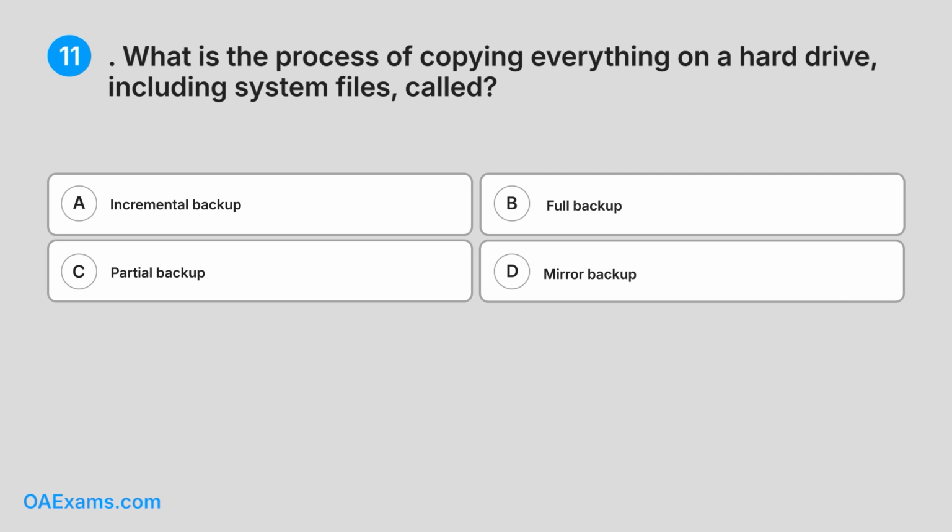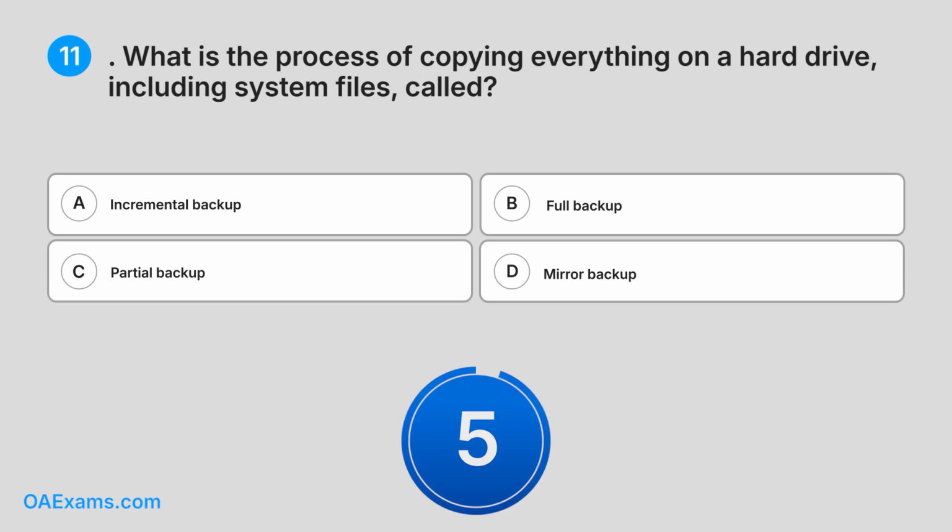11. What is the process of copying everything on a hard drive, including system files, called? A. Incremental backup. B. Full backup. C. Partial backup. D. Mirror backup. What do you think is the answer?